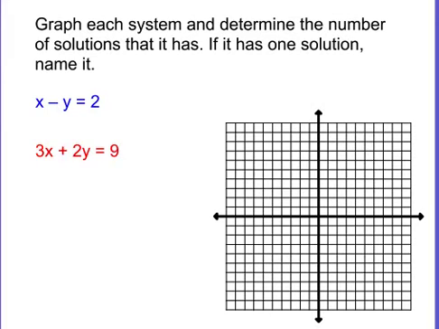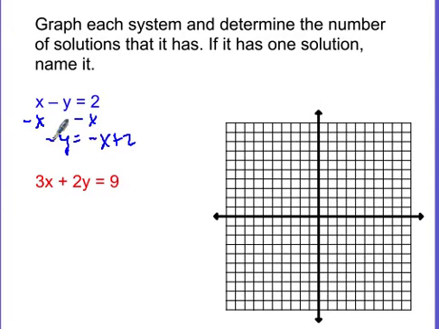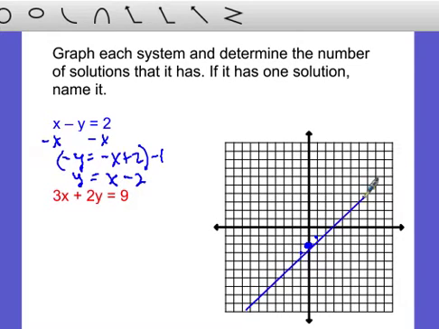Last one, and then we've got one more problem after this, but last one like this. So x minus y equals 2. So subtract x. Negative y equals negative x plus 2. Multiply by negative 1, so it's y equals x minus 2. X minus 2, so negative 2, and then a slope is 1. Should be right there.